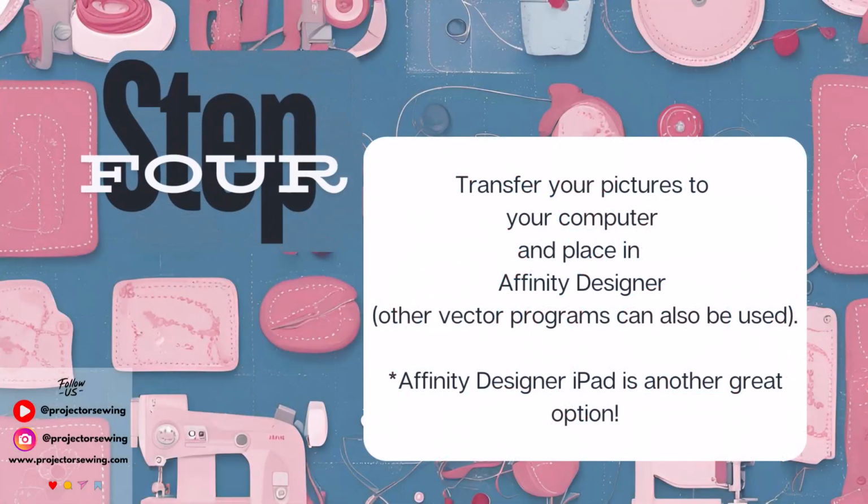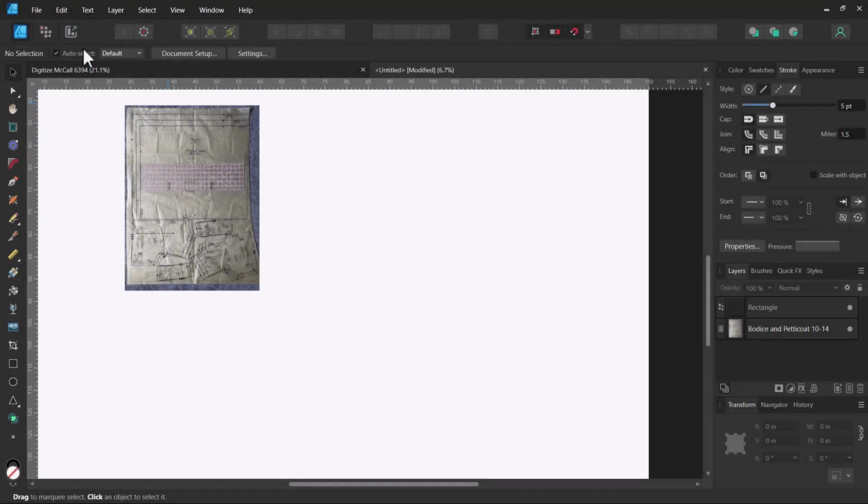Step 4, we're going to transfer those pictures to your computer and place them in Affinity Designer or whichever vector program you chose. When you've taken all of your pictures of your pattern, you're ready to import them into Affinity Designer, or if you're using Inkscape or another program, you can import them into that program.